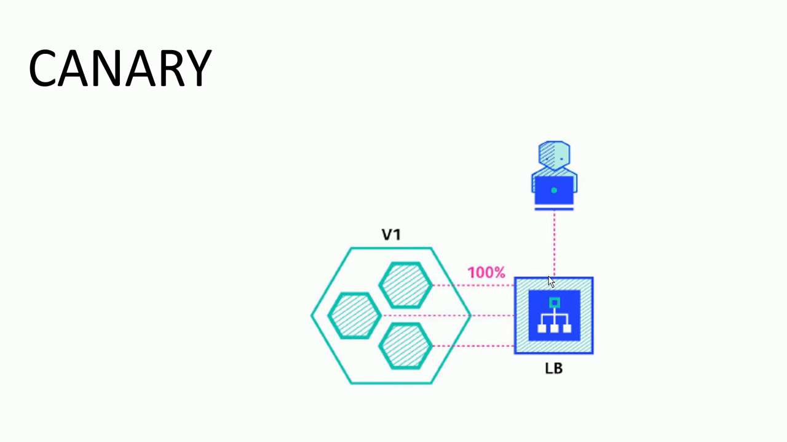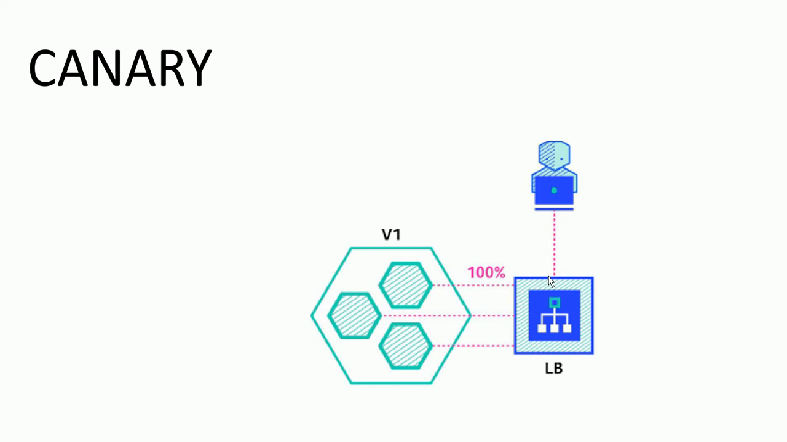In the last three videos we have seen the deployment strategies in Kubernetes: recreate, blue-green deployment, and rolling update. Now the final and most popular deployment strategy we're going to see today is the Canary deployment strategy.